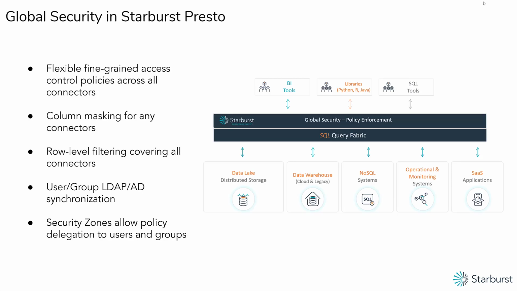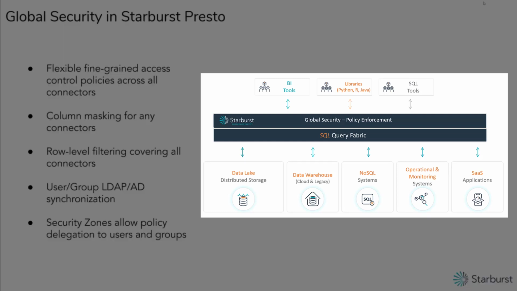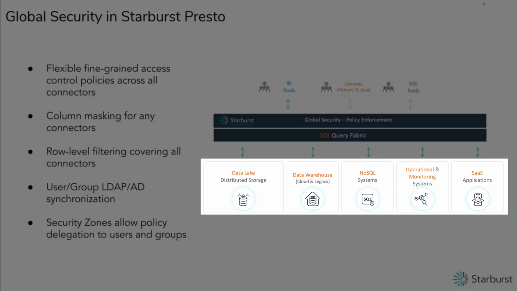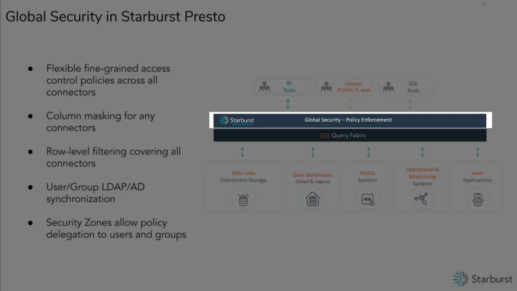On the right-hand side we have a diagram that shows a SQL query fabric. That's usually what companies refer to Presto as. It allows you a single point of access to all of your data through different BI tools, different SQL tools, and a variety of libraries that are available as well. On the lower part, you have data lakes, data warehouses, NoSQL systems, a lot of different connectors that are available in Presto. But on top of that, there's something called global security, and that's what we call it here at Starburst.